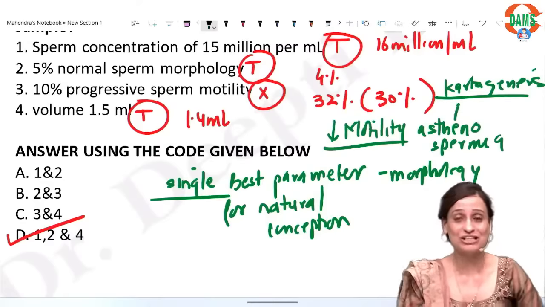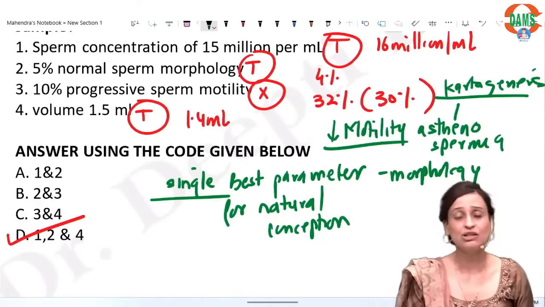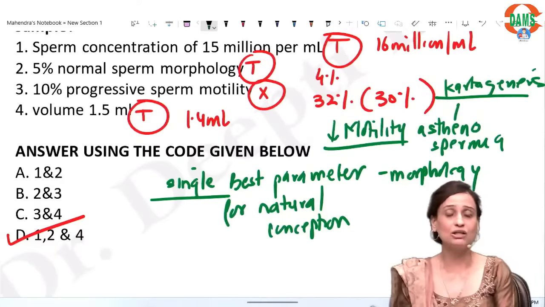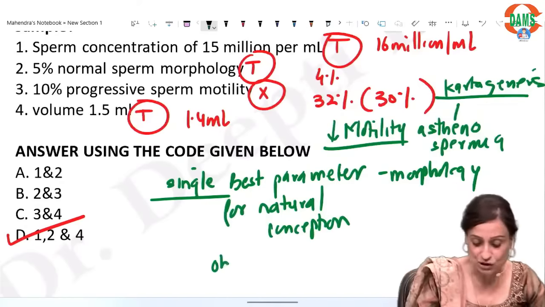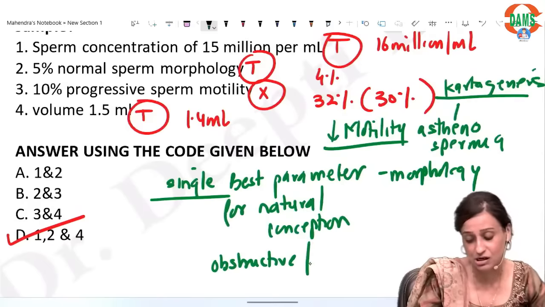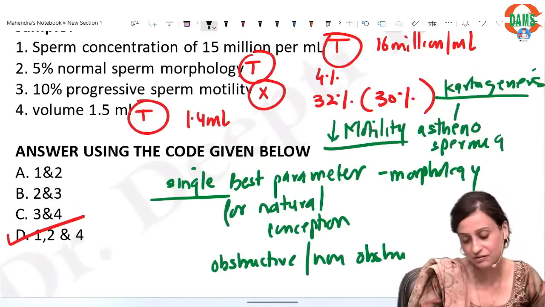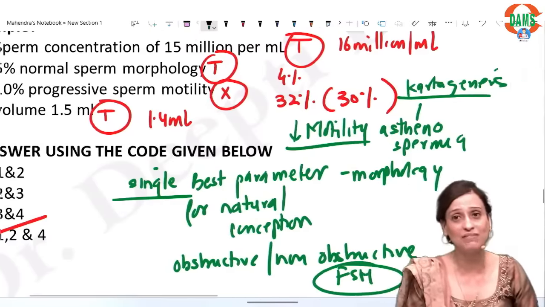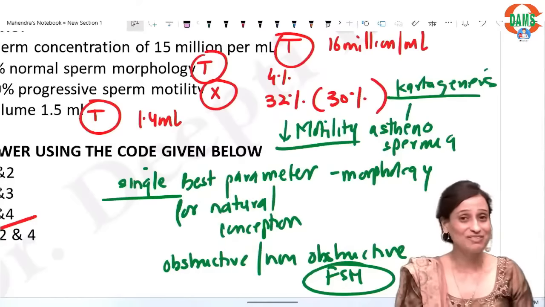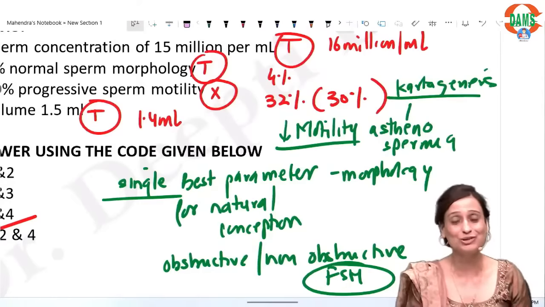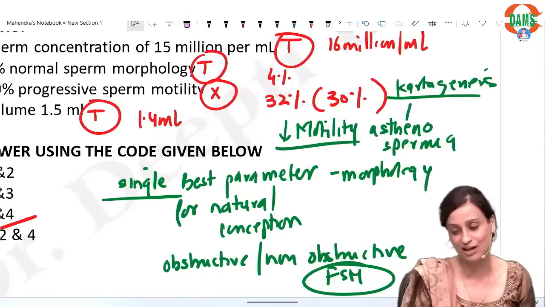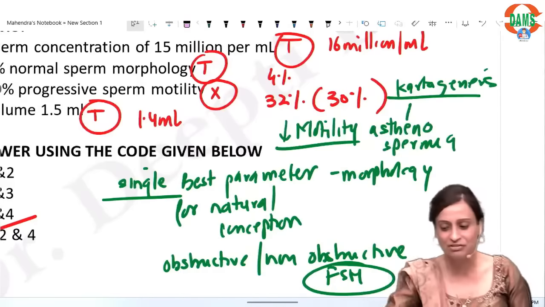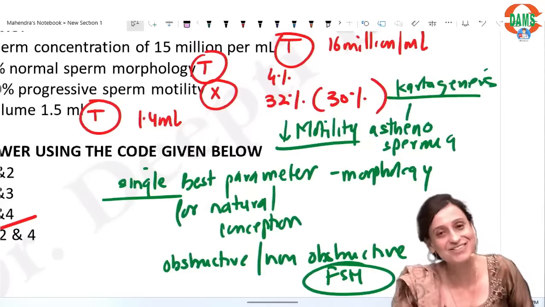Tell me the next question. Single best parameter to differentiate obstructive from non-obstructive azoospermia. What is the answer? So the best answer to differentiate obstructive from non-obstructive is going to be FSH levels. Again, a PYQ. So I've covered a lot of PYQs in this session, although the questions are going to be 20, but we have covered a lot of MCQs, including PYQs in today's session. Perfect. You're all giving me correct answers, which is true.